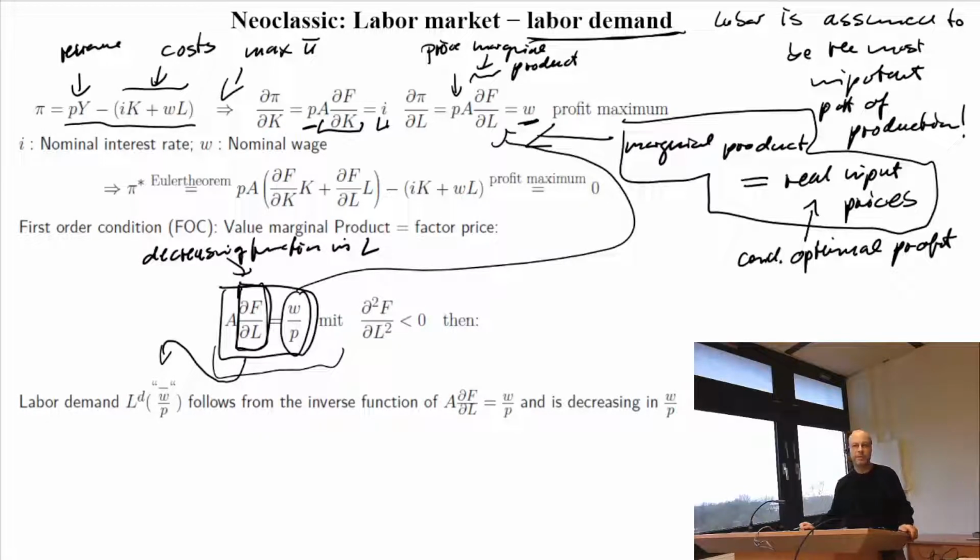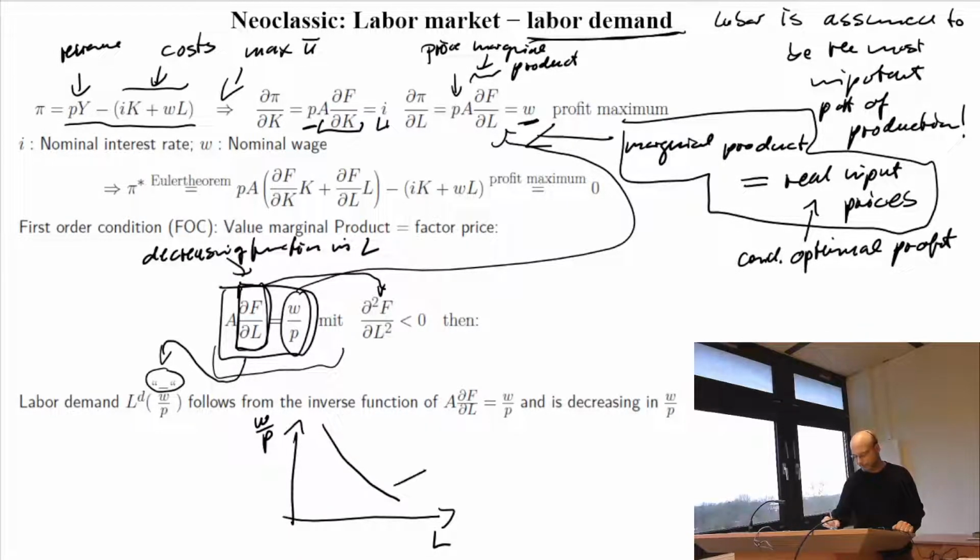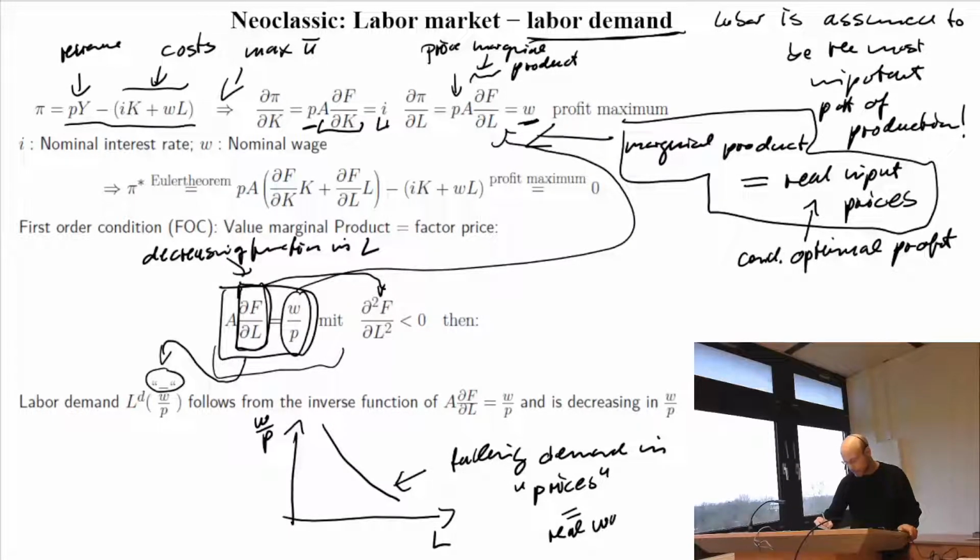So from this condition, we can, by taking the inverse, derive the labor demand depending on real wages. But since this is a decreasing function in L, we can derive that the demand also is negatively dependent on real wages. And this then means that we obtain this classical picture that you have a falling demand function. Falling demand in prices, and prices are, in our case, if we look at the labor market, real wages.